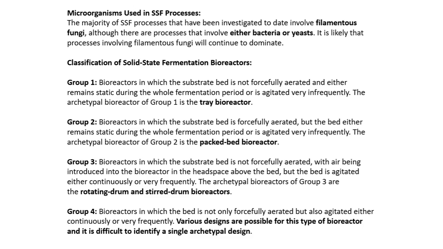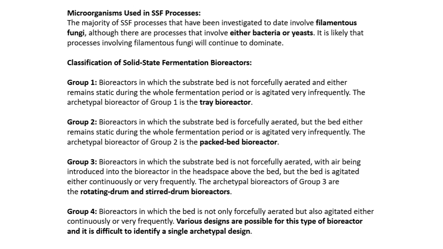The majority of the solid state processes that have been investigated to date involve the filamentous fungi. Usually the filamentous fungi are involved, much more when compared to bacteria or yeast, although there are some processes that involve either bacteria or yeast. So what are the possibilities? The first one, the majority one, the commonly used one, is the filamentous fungi, and other options are bacteria or yeast. It is likely that the processes involving filamentous fungi will continue to dominate. So the majority of solid state fermentation processes are used for the cultivation of fungus, especially filamentous fungi.